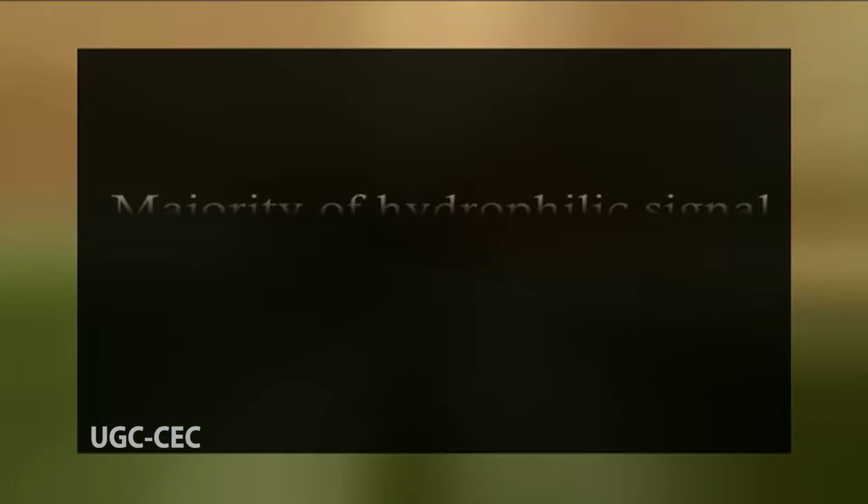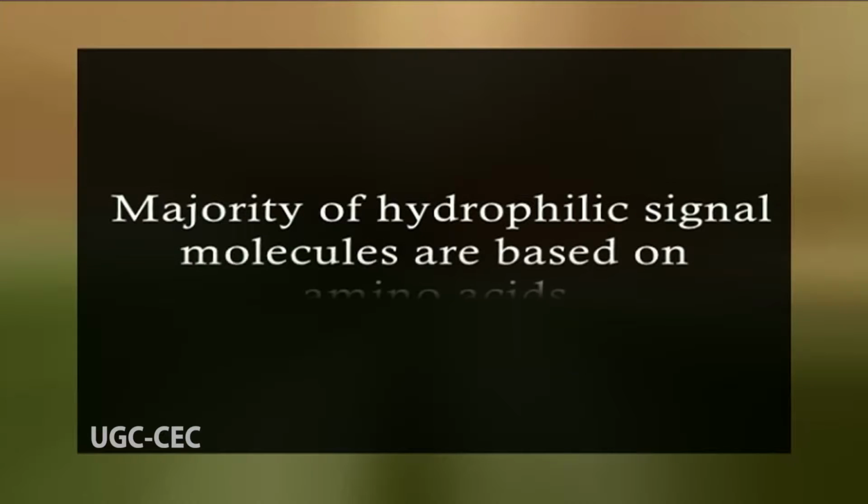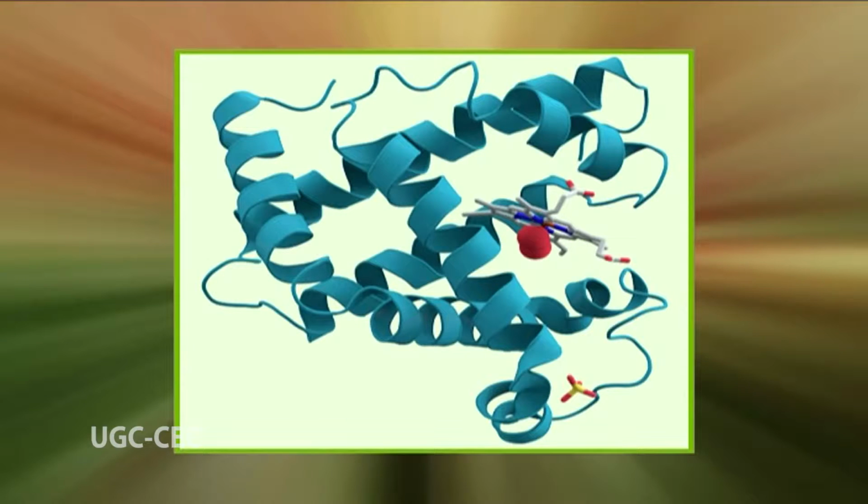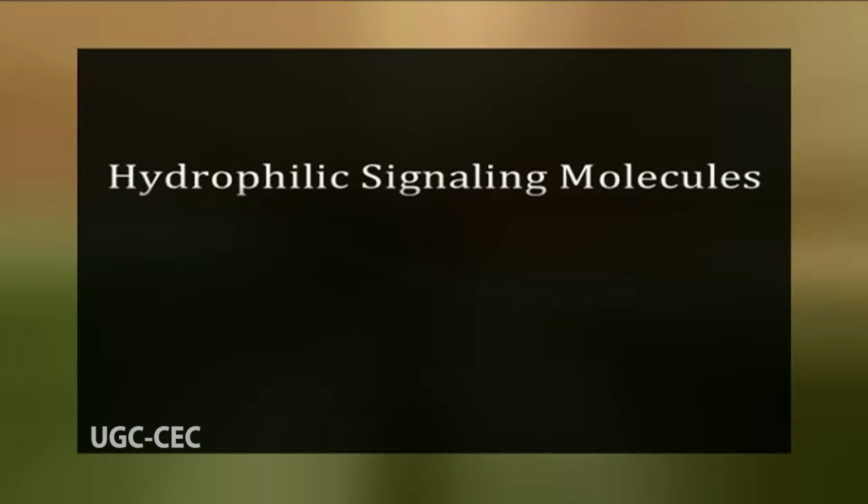The majority of the hydrophilic signaling molecules are based on amino acids. They may be unmodified amino acids, modified amino acids, or strings of amino acids, that is peptides or proteins. Some additional small polar signal molecules also are hydrophilic. Now, let me give you a brief description of the hydrophilic signaling molecules. Number 1, amino acids.